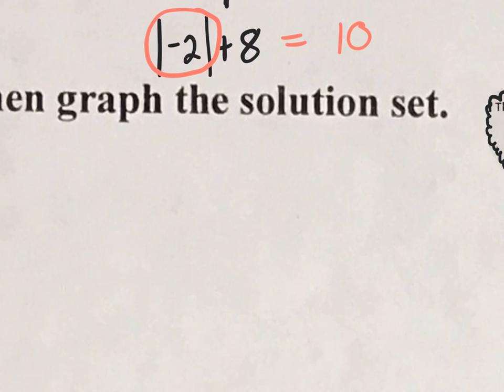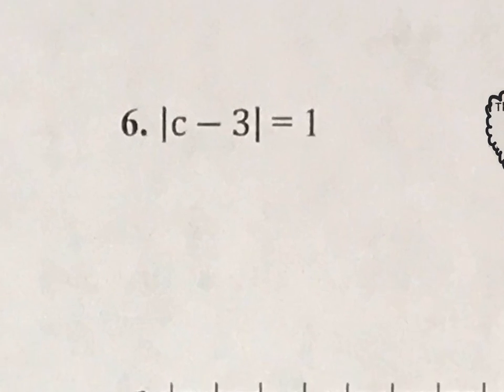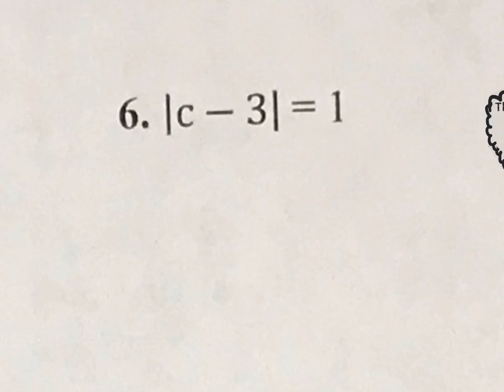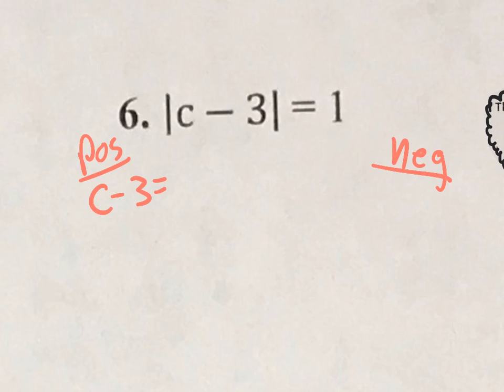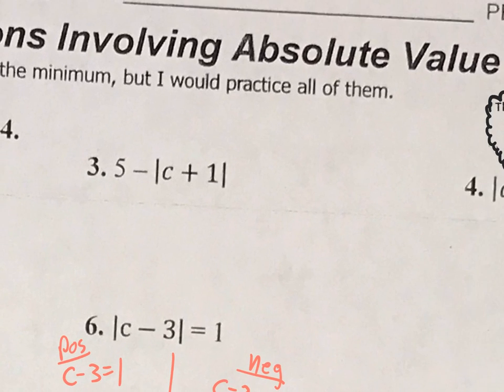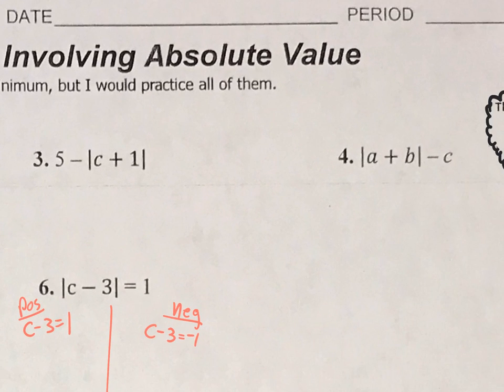It's not till down here where you have to do the positive situation and the negative situation. Again, the positive situation, write it exactly the way it is without the absolute values. The negative situation, same thing, but just change the right side value to a negative. And then you solve both and you get 2 answers. But up here, you're not doing that. Up here, you're simply plugging in the values that they give you.